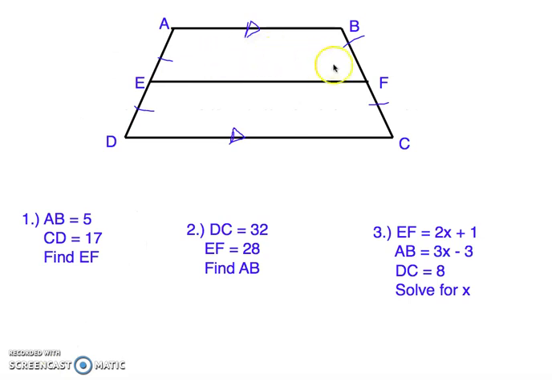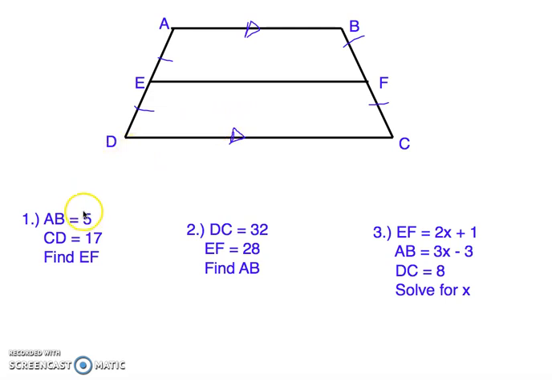So if I take a look at this picture here, we have trapezoid ABCD, and I have some lengths here for us to solve, practicing that formula. Remember, once you figure out that median, the median is parallel to the two bases, and its endpoints are the middle of the sides that it touches.